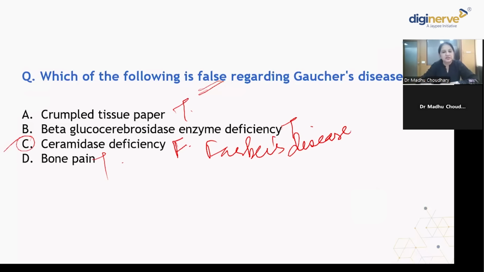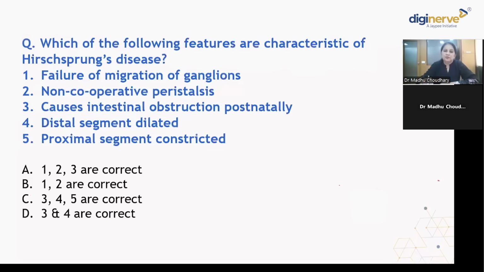Okay, let's move on to the next question. Now, which of the following features are characteristic of Hirschsprung's disease? In Hirschsprung's disease, there is failure of migration of ganglions. Yes, this is true. Non-coordinated peristalsis, again, this is true. Causes intestinal obstruction postnatally. Yes, it does cause intestinal obstruction. Now, distal segment is dilated. No, this is false. Why?